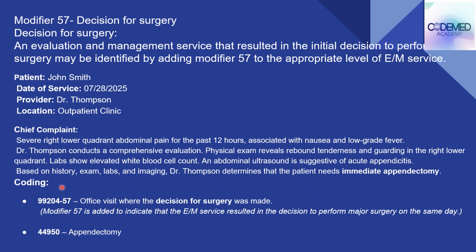Why do we write the modifier 57? Because there is a global surgical package, and this global surgical package includes the pre-op, intra-op and post-op. So when the doctor decides something and the decision is done, when I put the modifier 57, the doctor will get payment for that, because otherwise there will be confusion. That service might be included in the pre-op and the doctor will not get paid separately. So in order to get that separate payment, the 57 modifier is important.